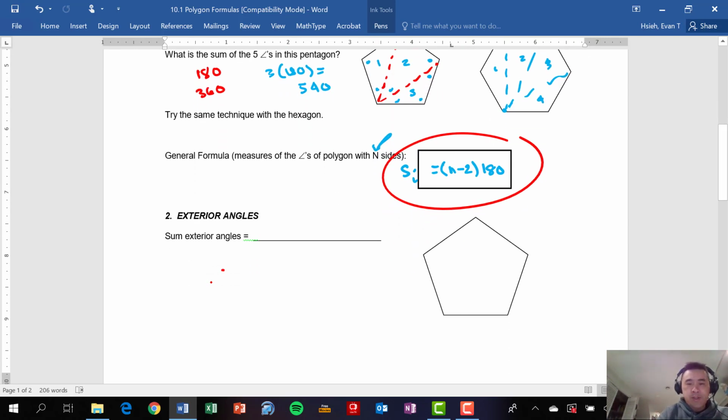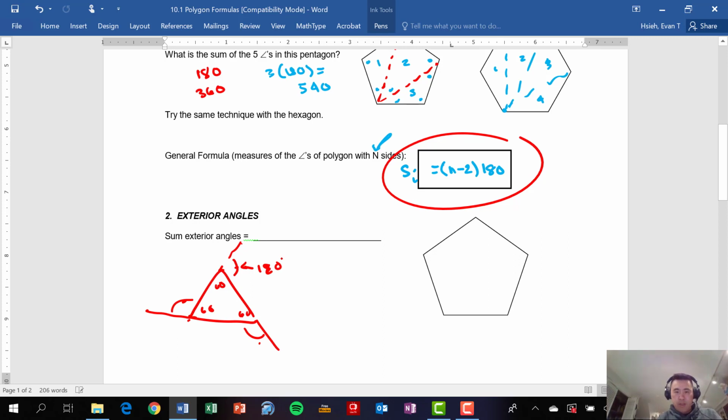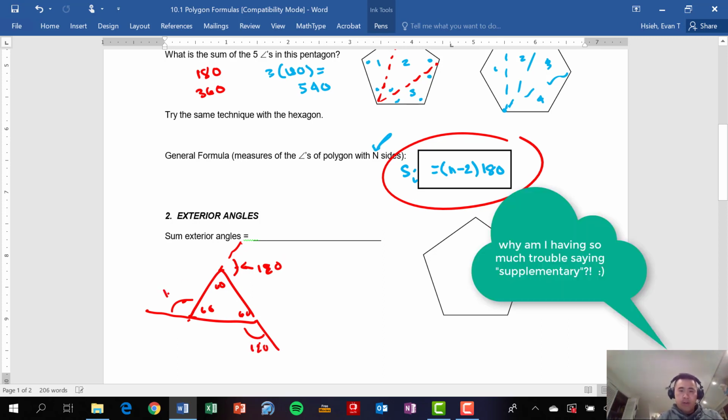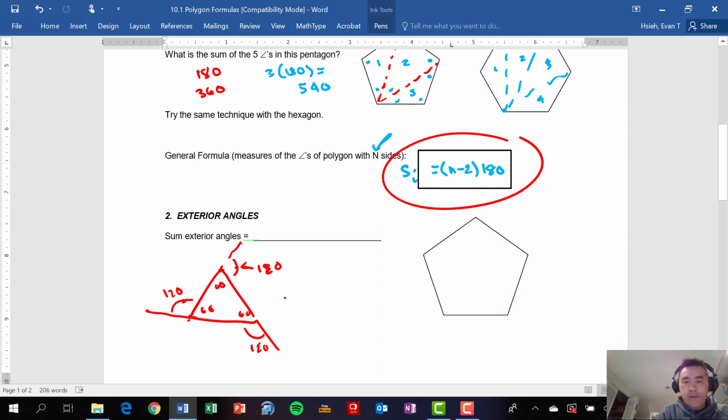For exterior angles, let's say I have an equilateral triangle, with one exterior angle per vertex. If the interior angles are 60, 60, and 60, then each of these exterior angles is the supplement, which is 120 degrees, 120 degrees, and 120 degrees. So that adds up to 360 degrees.